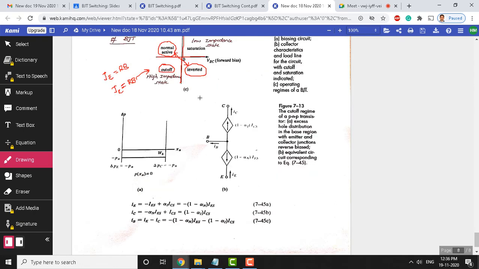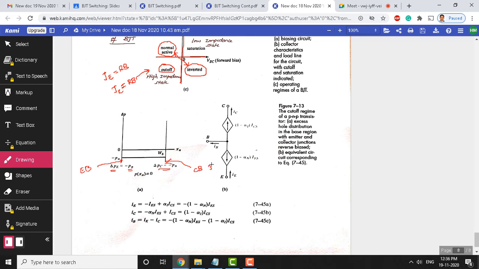Now we are writing these equations here. How do we arrive at these equations? I am just showing you the methodology from the coupled diode model. This figure shows the excess hole distribution within the base region. You can see this is the emitter junction. Just now we showed that delta P_E is equal to minus Pn, delta P_C is equal to minus Pn. This is for the emitter base junction, and this is going to be the collector base junction.